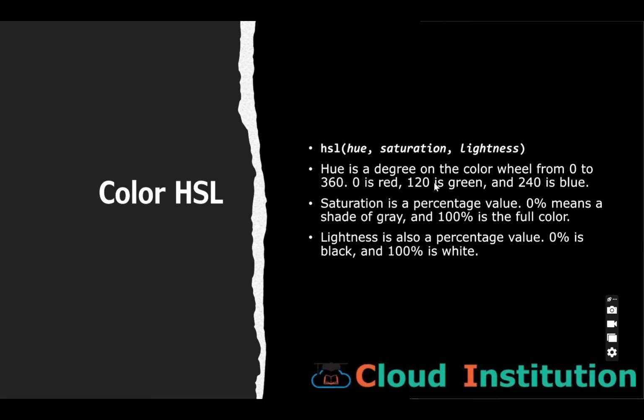Coming to the saturation, saturation is a percentage. You have to add it in the percentage value, while hue has to be added from 0 to 360. When you add 0 percent, it means shades of gray. From 0 to 100%, whatever you add depends on the color shades it will go. Saturation of 100% will show the full color.